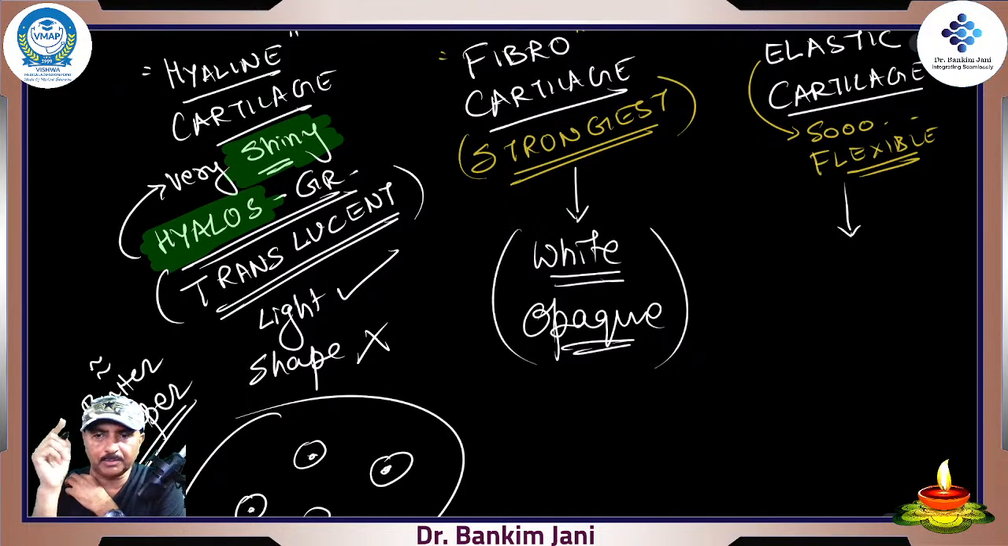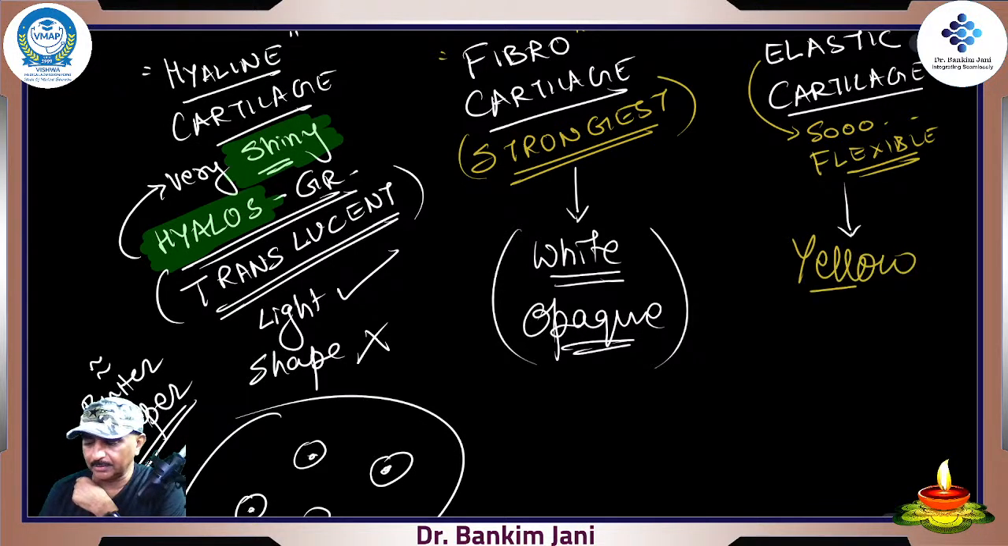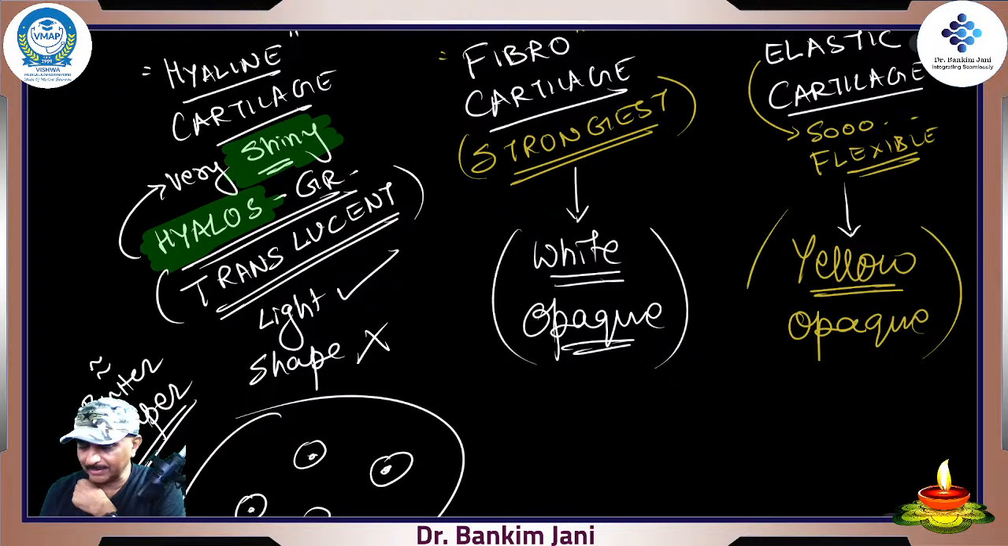We talked about two colors. One was white, and the second one was yellow. So elastic cartilage is yellow, and yes, it is also opaque. Right now it is easy: fibrocartilages are white, and elastic cartilages are yellow.